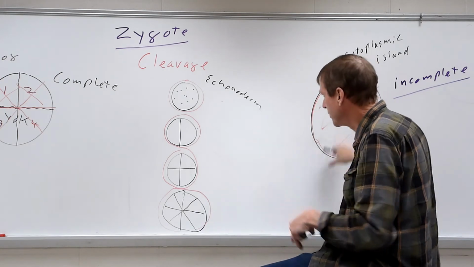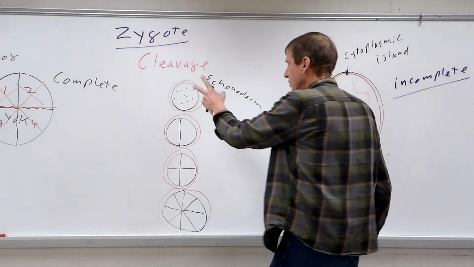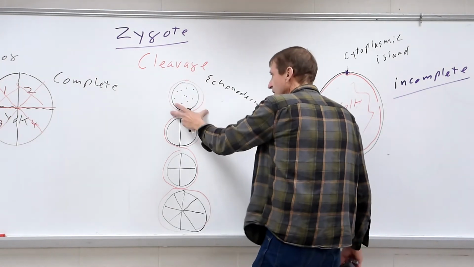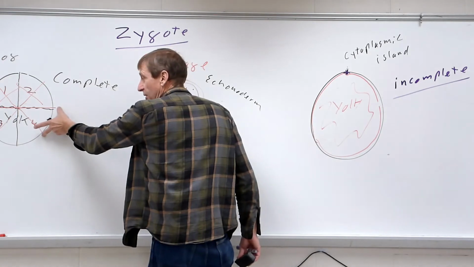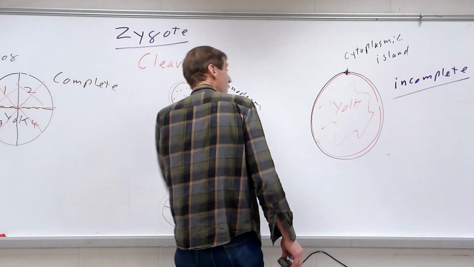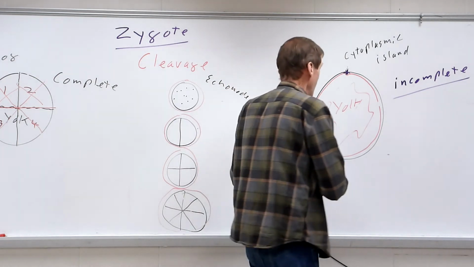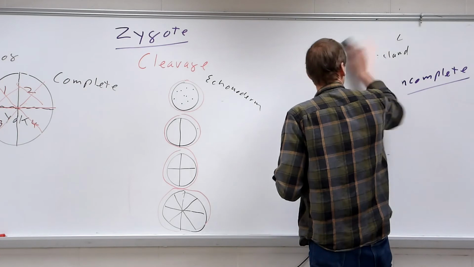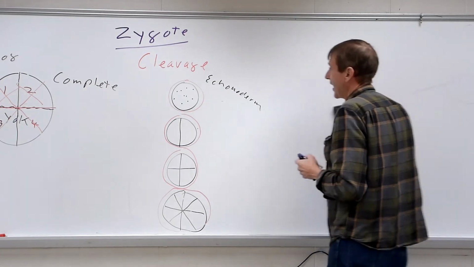You can have complete or incomplete cleavage. It's kind of a continuum. For our examples, the echinoderms, frog, and the chicken, complete cleavage, but it slows down a bit, so you get different rates of cleavage at the animal and vegetal pole. And then the chicken or amniote has incomplete cleavage. Those cleavage furrows cannot make it through that yolk.